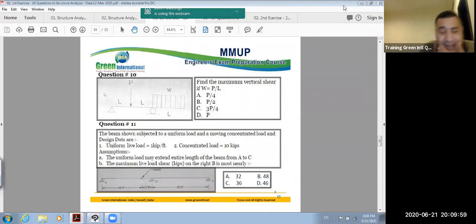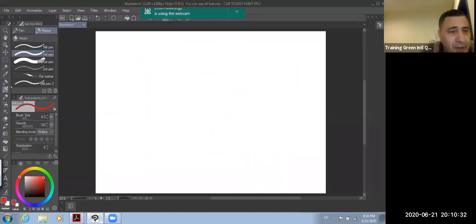Okay, let us see how many degrees of indeterminacy. I told you before, any type of question like this is indeterminate. Support A has 2 reactions, support B has 2 reactions because of the hinge, support C has 2 reactions. So how many unknowns now? I have 6 unknowns.